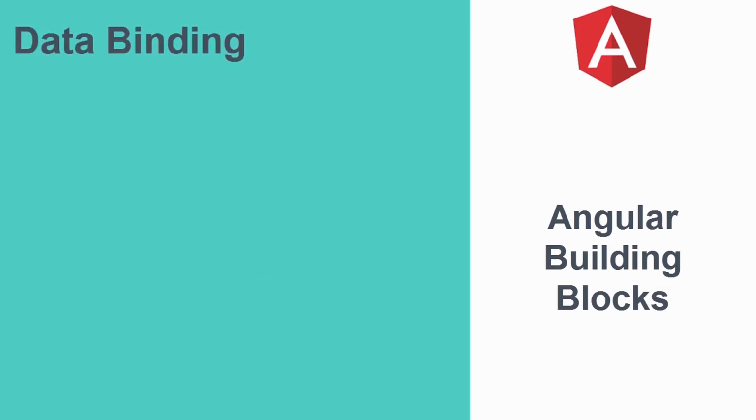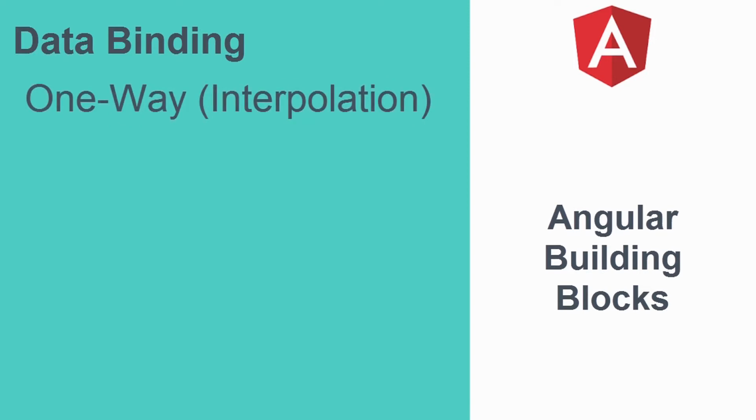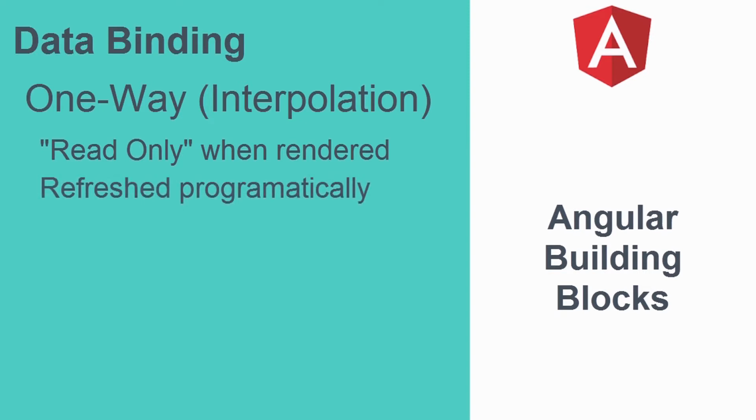With mention of data binding, the component property to HTML input box example that we just went through explains the concept pretty well. The most direct way to put data into the HTML template, though, is with interpolation. This is the double mustache syntax we talked about with the name of the component property. This is an example of one-way data binding, which means the data is displayed on the page in read-only mode. The displayed data will be refreshed only if the property changes programmatically in the component.